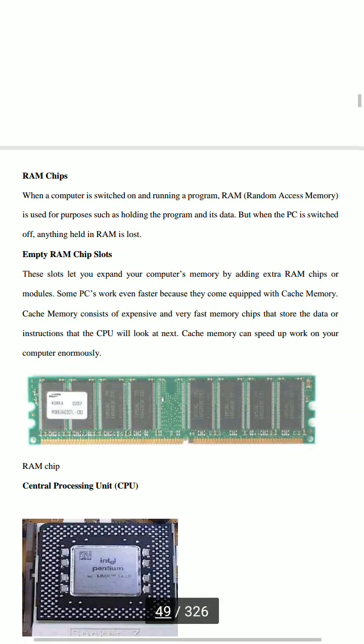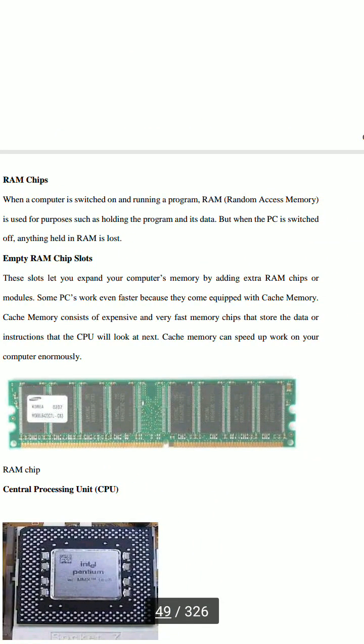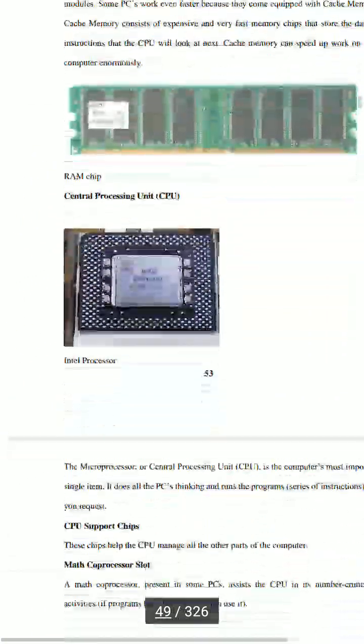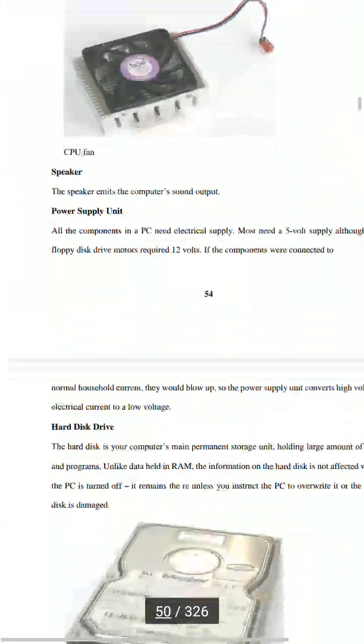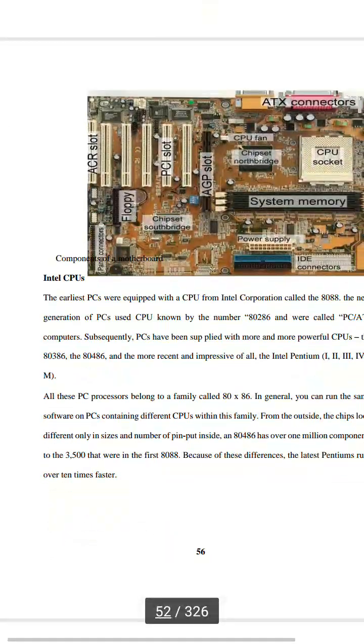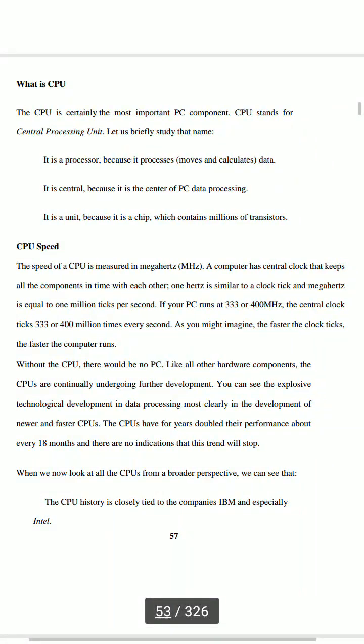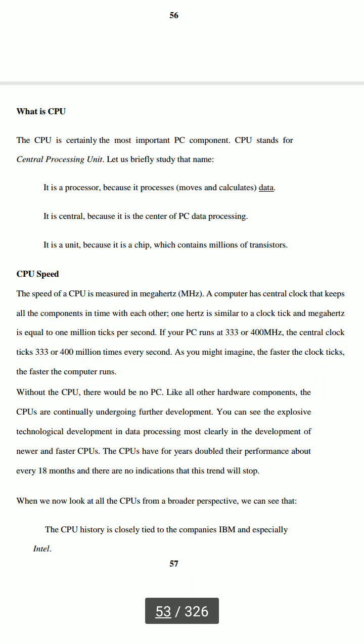When we talk about RAM, RAM means random access memory. Kindly take note of this, guys. Random access memory. What is CPU? CPU is certainly the most important PC component, and CPU stands for Central Processing Unit.